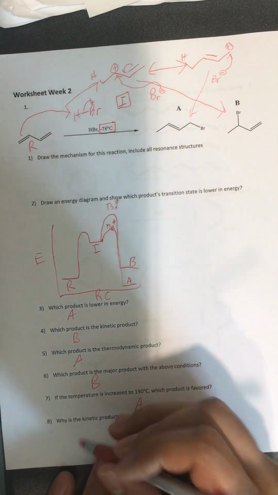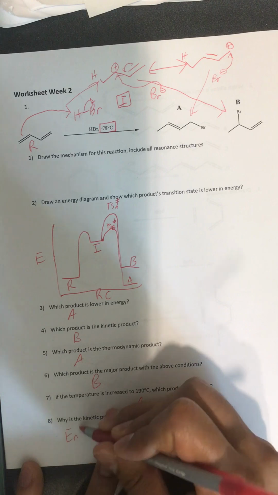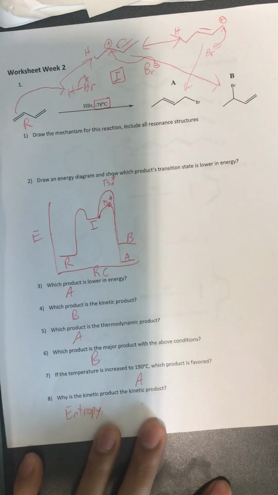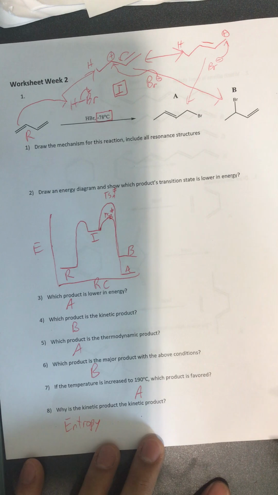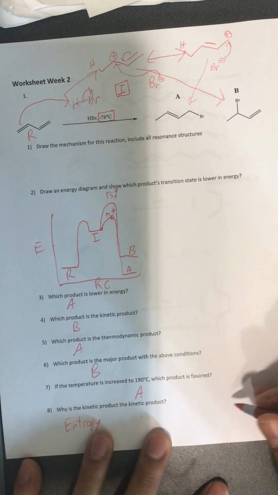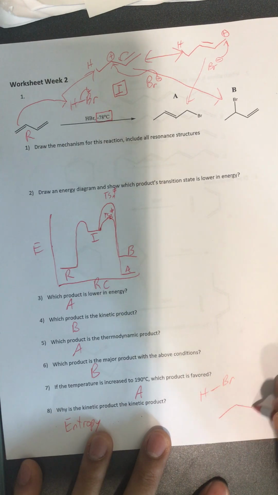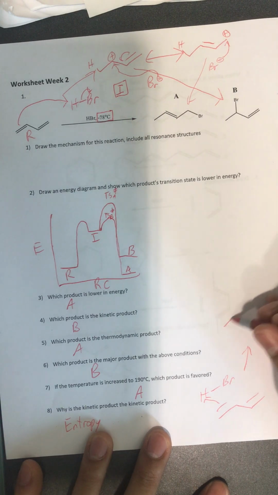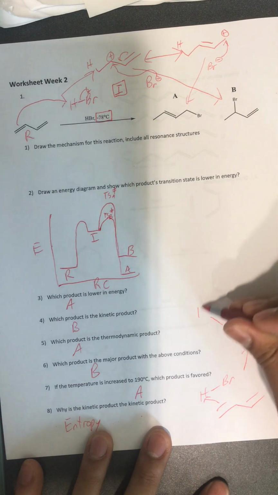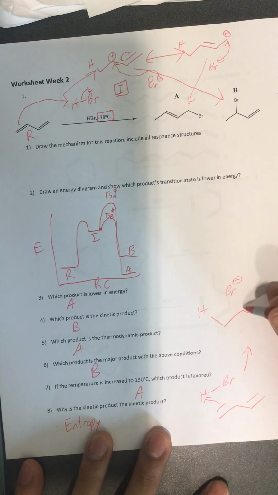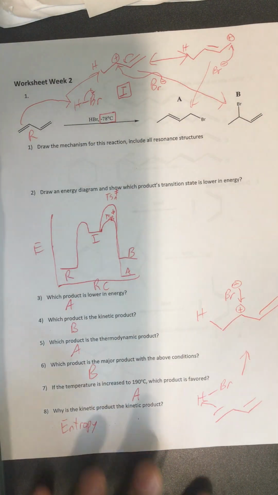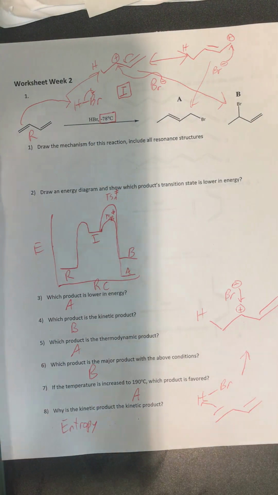Why is the kinetic product the kinetic product? This is entropy. Entropy is what's driving it to be the kinetic product, right? And just in case you forget, remember, as this comes here and grabs that hydrogen, you're going to get this, where this bromide's already really close. So entropy-wise, it's going to want to bond to the 1,2 position over the 1,4. Okay.